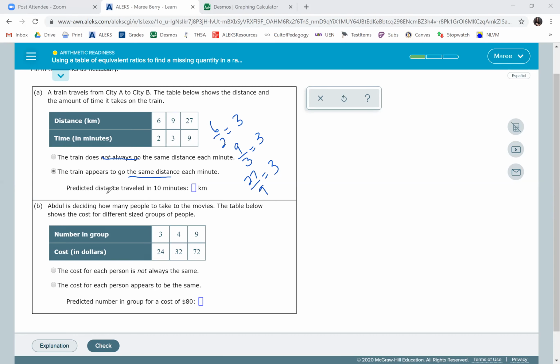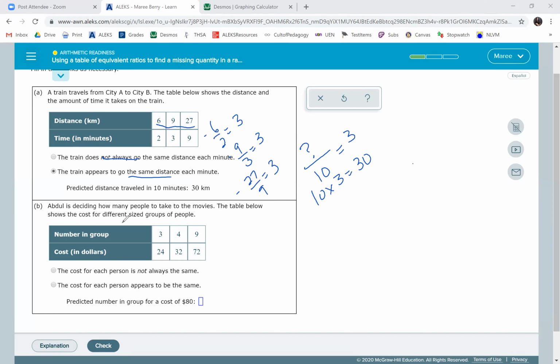Now the question is, predict the distance traveled in 10 minutes. So we have the distances in our numerators. So we want to do what's the distance in 10 minutes, and we want to get 3 for our answer. So we do 10 times 3 to get 30. So we're going to type in 30 kilometers here. Then we'll go to the next problem.